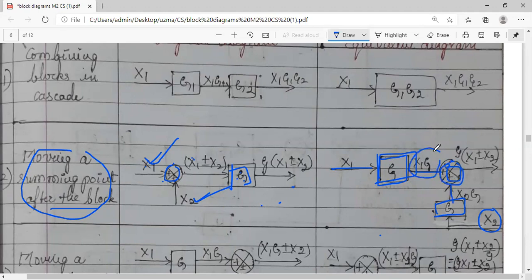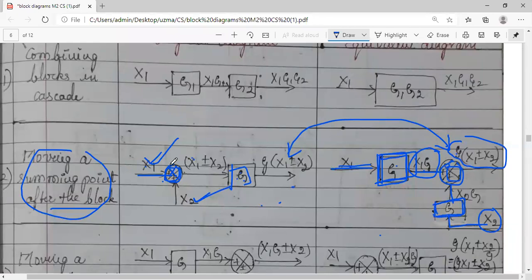So what is the output of the first block? You check x1 into G, and the second block x2 into G. If you just add or subtract these two, G is common, so I have taken G outside. X1 plus or minus x2, which is the same as the original diagram. So what changes do I have to make? Instead of simply adding x1 and x2 signals at the summing point, x1 is also passed through a gain block, x2 is also passed through the gain block, then they are added.